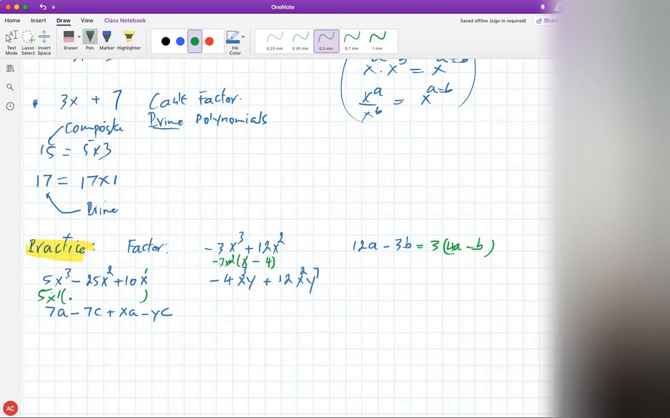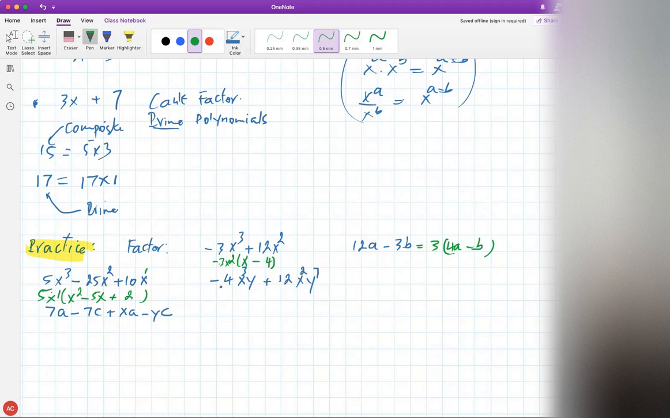If we divide these, we get x to the second by 5x, minus 25x to the second by 5x, and 10x by 5x. That's right. And again, if we distribute, we should get exactly the same expression.